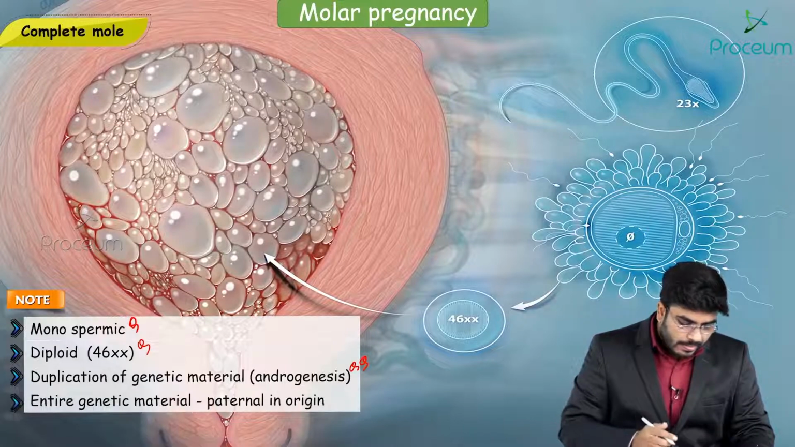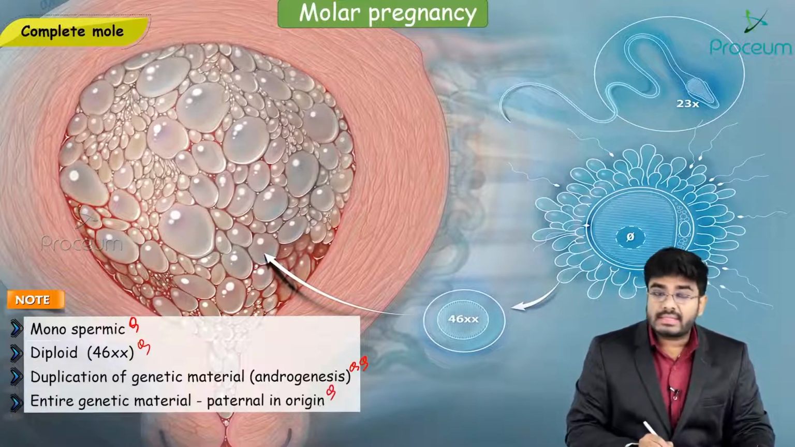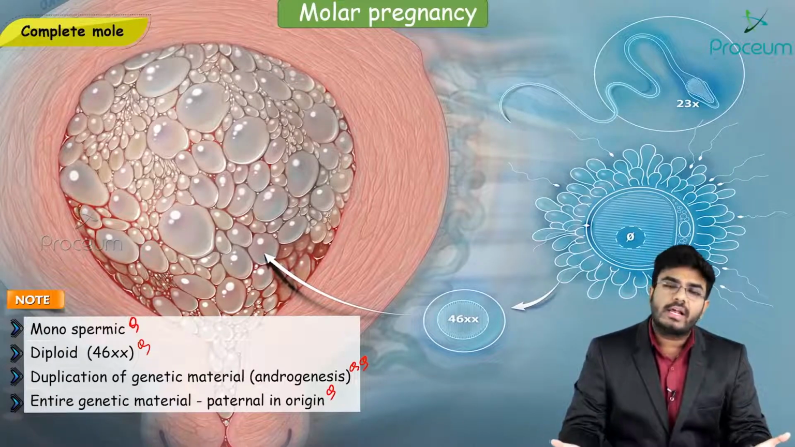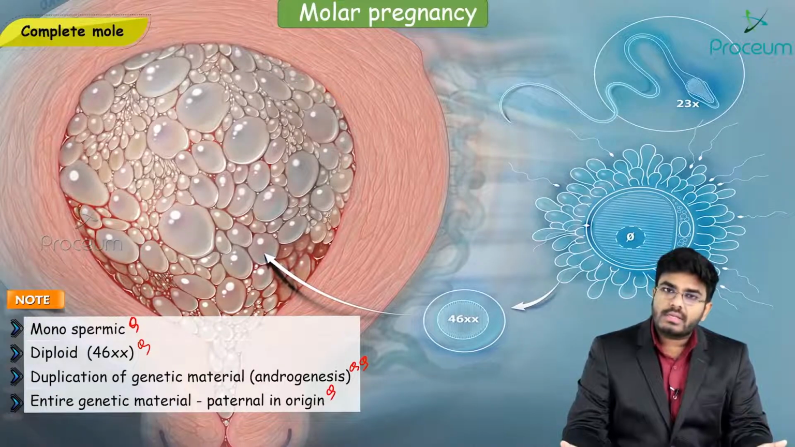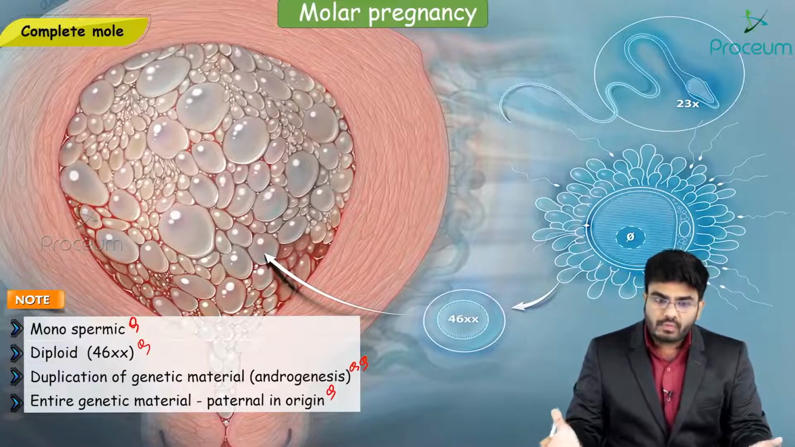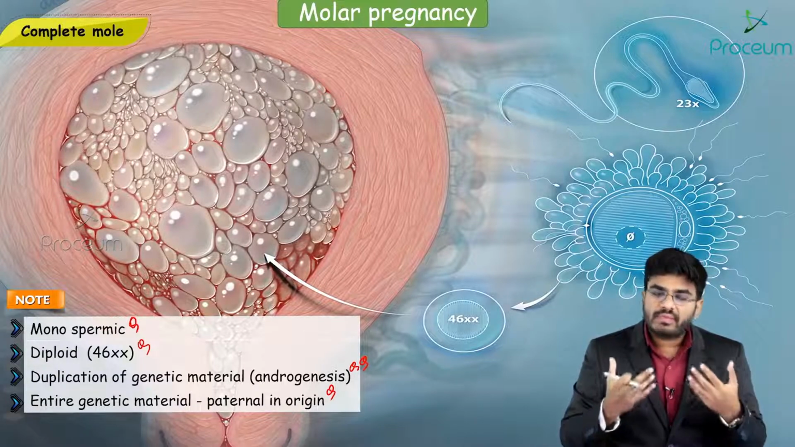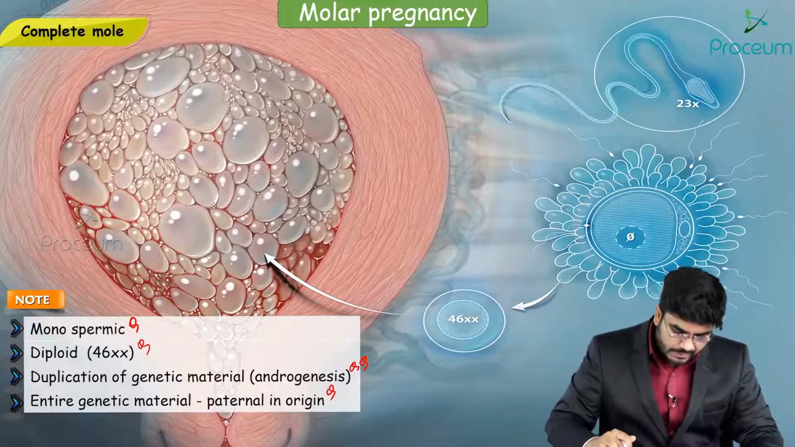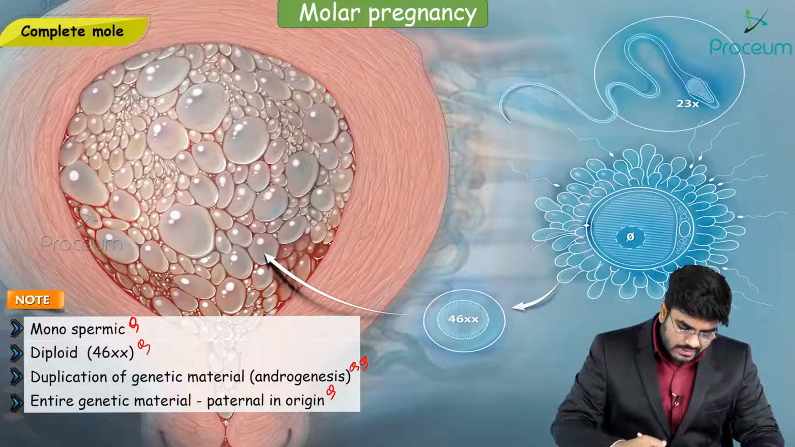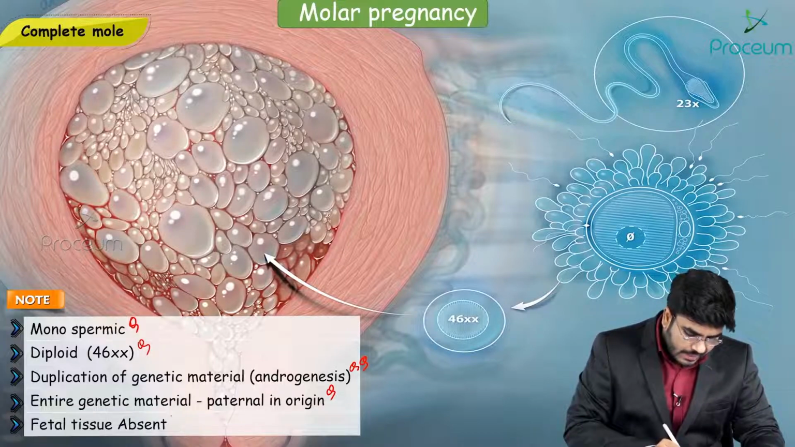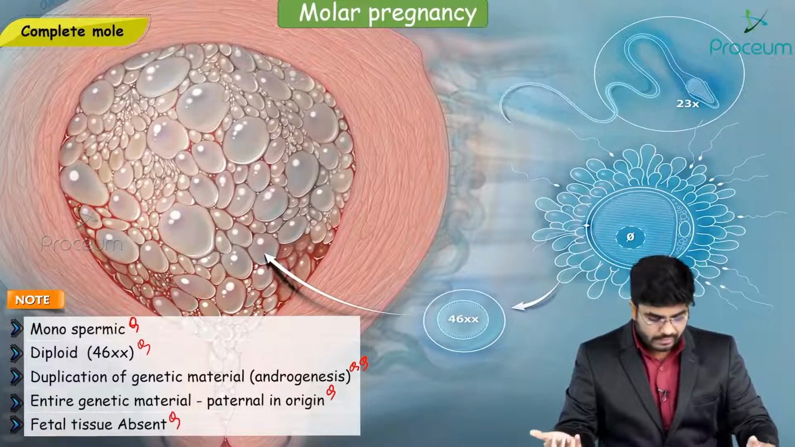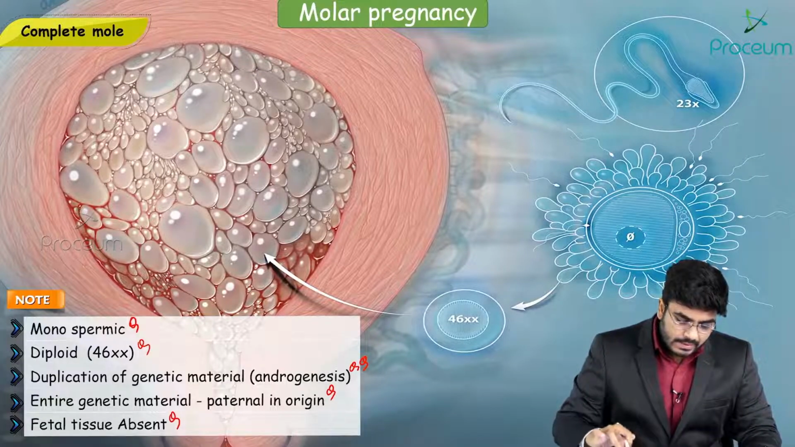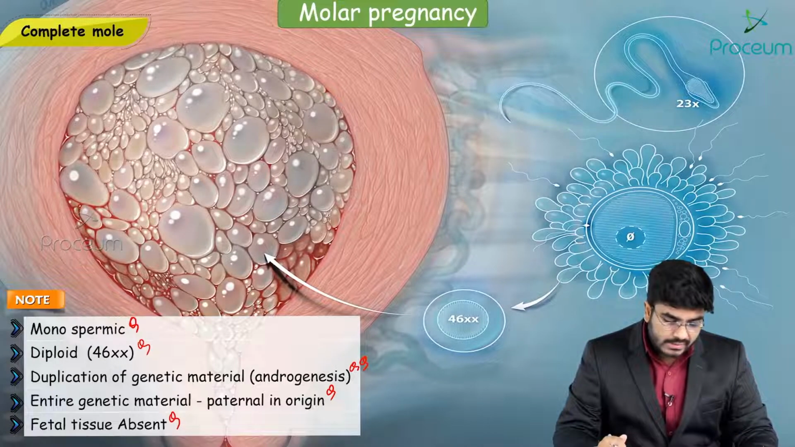Now, guys, here in complete mole, the entire genetic material is paternal in origin. Why? Because the womb is empty, so whatever genetic material is coming, it's coming from the father. So the entire genetic material is paternal in origin. Okay, now let's see that fetal tissue is absent. Yes, we have already seen that fetal tissue is not growing. Now after seeing this, let's talk about a few important MCQs regarding complete mole.